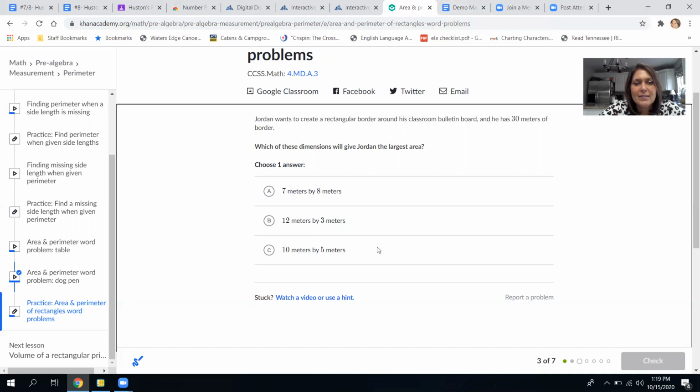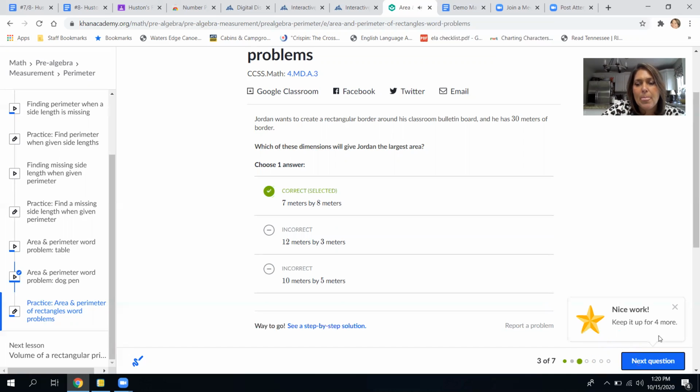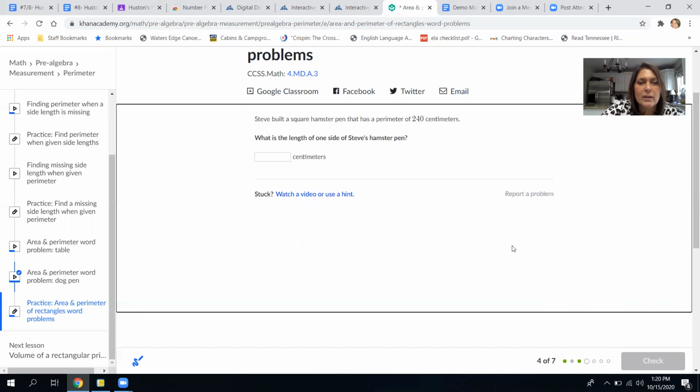Okay, let's see. Normally I would ask how many of you thought it was A, B, or C? If you used your area formula and multiplied length times width, 7 times 8 is 56, 12 times 3 is 36, and 10 times 5 is 50. So the largest area would be A. If you got A, you got it right. I actually was solving some earlier. I wish I could go back to those because I kind of liked it.